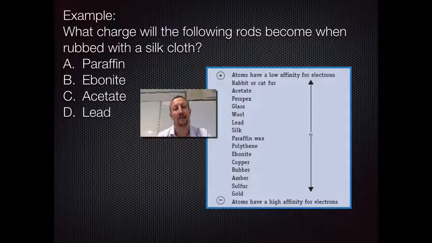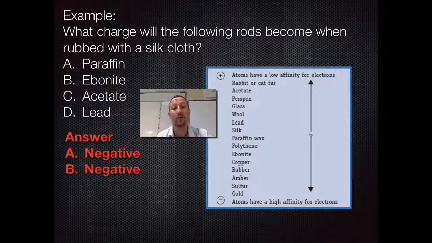Hi, welcome back. So let's see how you got on. Let's look at the first one, the paraffin rod. The paraffin rod, if we have a look, is going to be slightly below the silk. So it is going to take electrons from the silk and thus become negative. The ebonite is also below the silk, so it also will take electrons from the silk cloth, but it will probably take more electrons because it has a higher affinity.